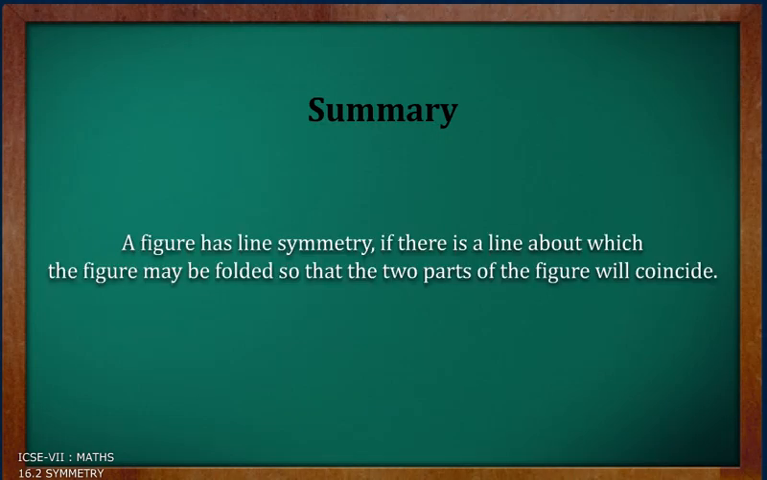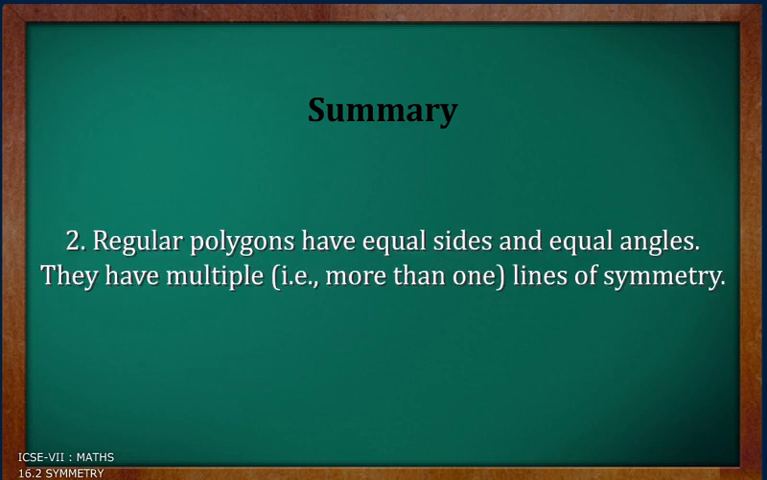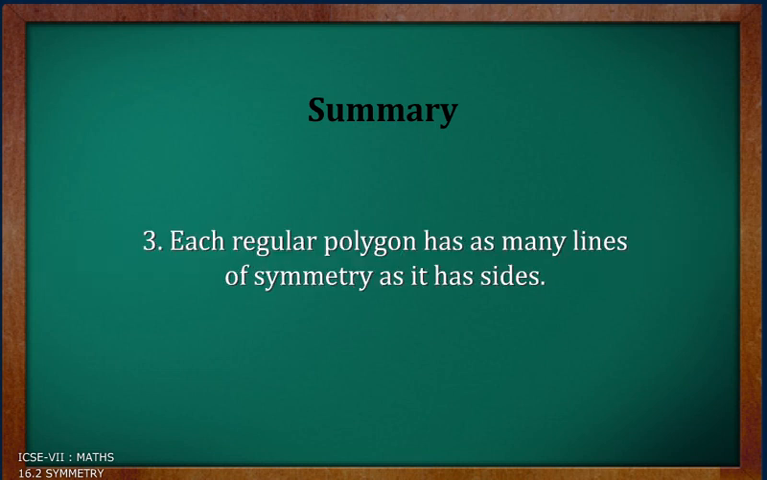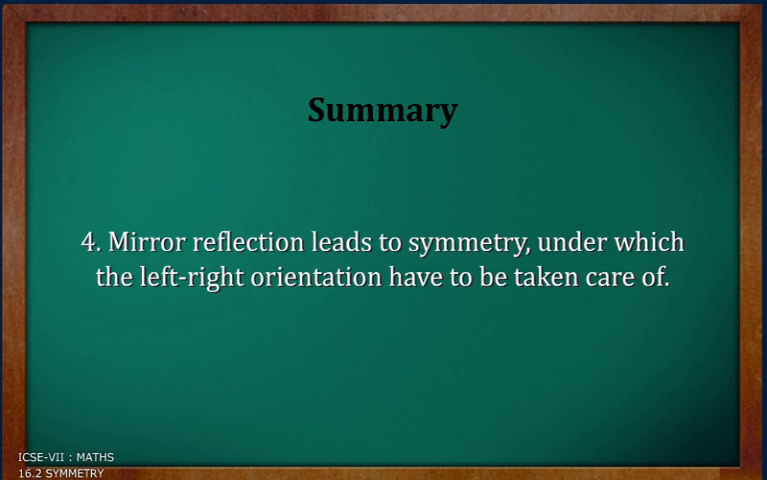Summary. 1. A figure has line symmetry if there is a line about which the figure may be folded so that the 2 parts of the figure will coincide. 2. Regular polygons have equal sides and equal angles. They have multiple, that is, more than 1, lines of symmetry. 3. Each regular polygon has as many lines of symmetry as it has sides. 4. Mirror reflection leads to symmetry, under which the left-right orientation has to be taken care of.